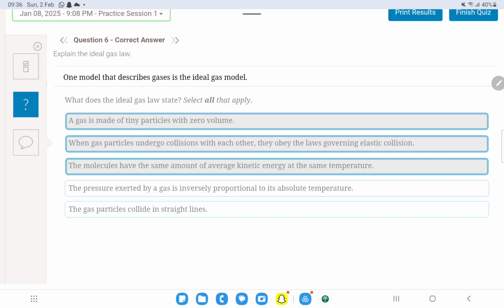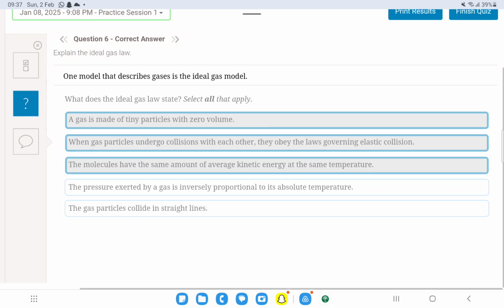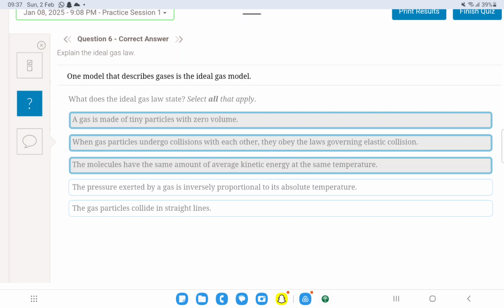What does the ideal gas law state? A gas is made of tiny particles with zero volume. When gas particles undergo collision, they obey the law of governing elastic collisions. Again, the ideal gas law, you have to memorize it. The molecules have the same amount of average kinetic energy at the same temperature. We said that many times in other quizzes as well. The pressure exerted by a gas is inversely proportional to its absolute temperature. No, we also said that pressure is directly proportional to the absolute temperature. And the gas particles collide in straight line. No, they move in straight line unless they undergo collisions.